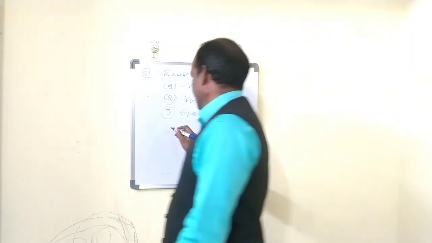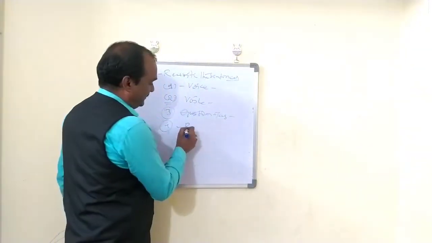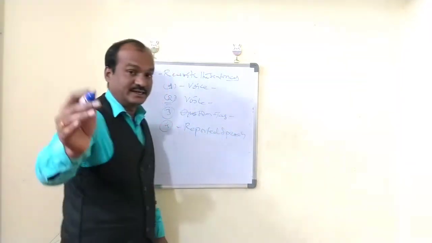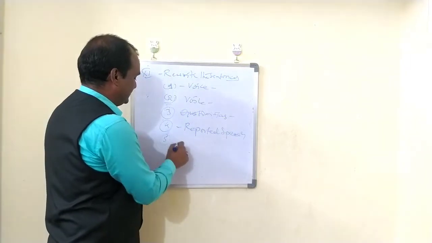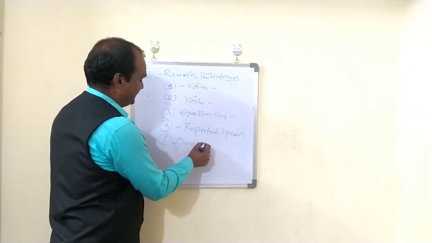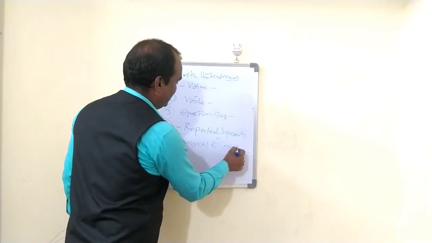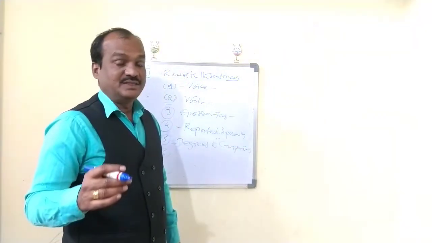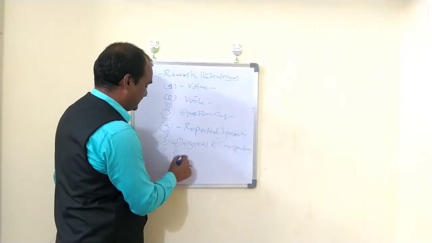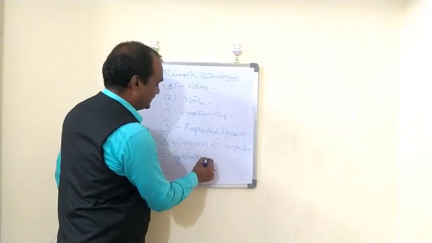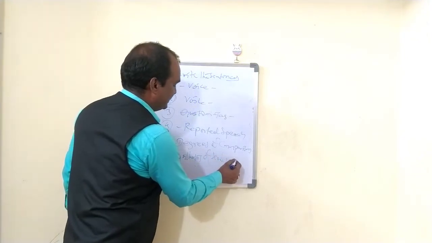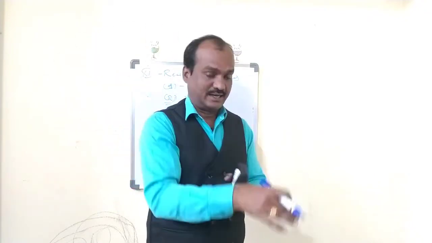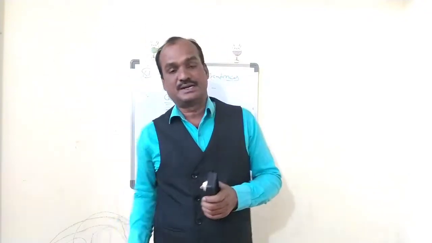Next, fourth is reported speech, direct and indirect speech. Fifth is degrees of comparison. And sixth is synthesis of sentences. One simple sentence is given to you, and you are asked to change it into another type, like compound sentence, complex sentence, like that.